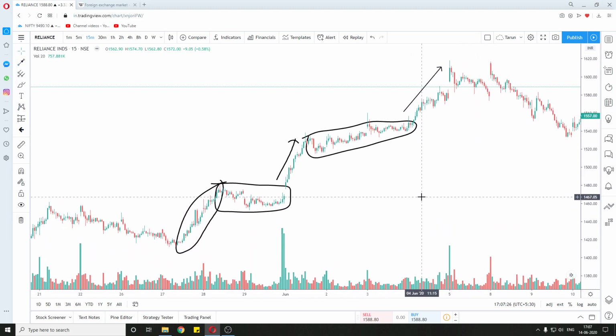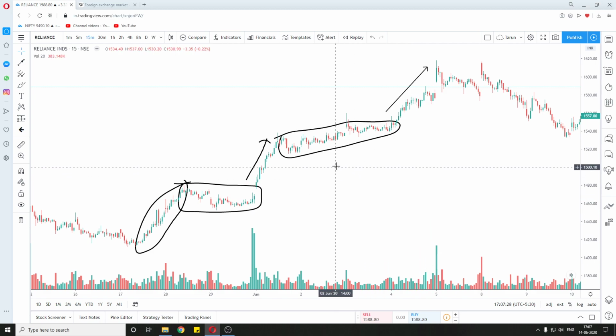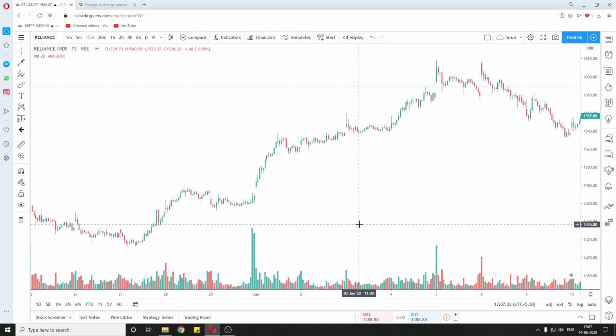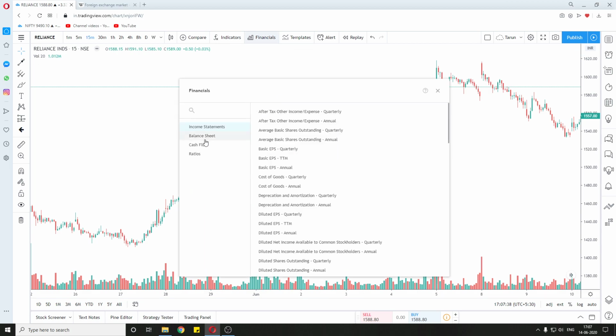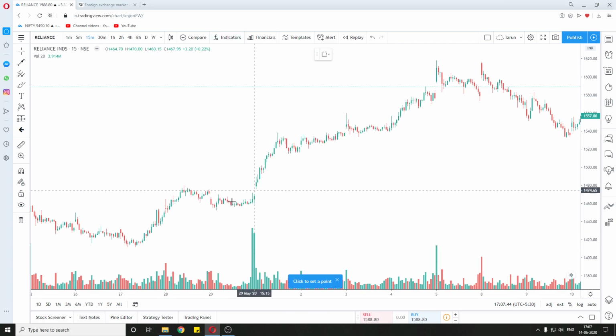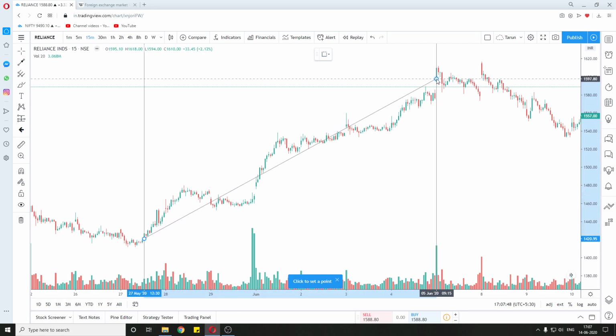So now, why is the volume profile important? Because it tells us at what price the most amount of trading has happened. Now, why is that information useful? First, let's plot a point. Go to indicators, volume profile, fixed range, and we will plot a volume profile starting from here and till there.